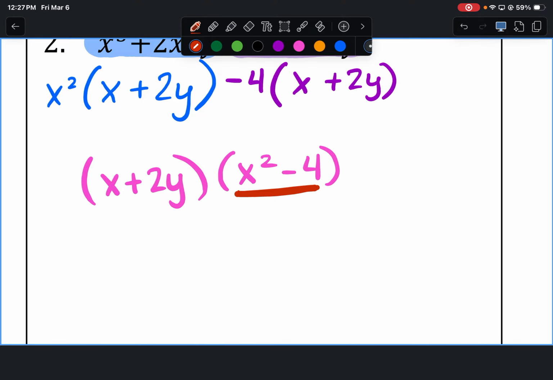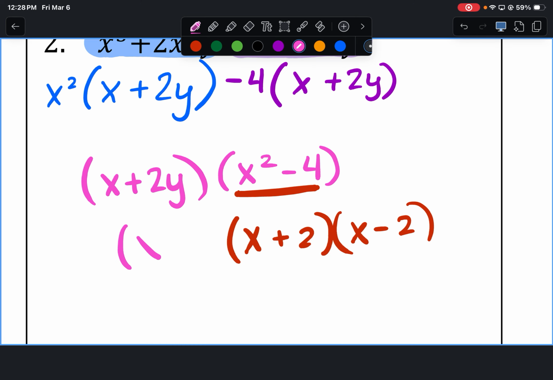So, for that difference of squares, what squares to give us x squared? What squares to give us 4? And what signs do we need? Okay, and then is that my final answer? No, you have to bring down the x plus 2y. That is our final answer.